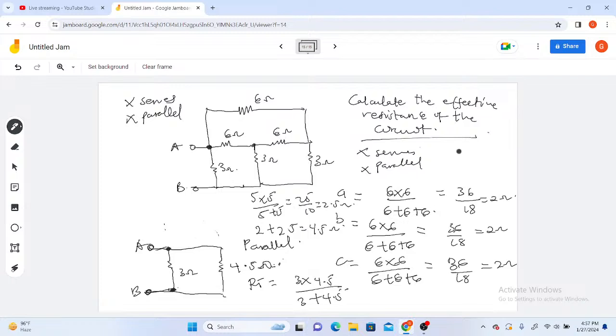And at this point, you take your calculator and enter the expression 3 times 4.5 over 3 plus 4.5. And this gives us our RT is simply 1.8 ohms. And that gives us the effective resistance of this whole circuit. And this brings us to the end of delta star transformation.